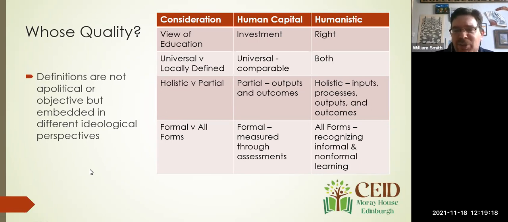So a humanistic perspective takes a much broader approach, right? It might say that, yes, rights are universally defined, but locally adapted, where we've got both a universal understanding and a local definition of quality. And quality then changes to meet the needs of the local community. It tends to be more holistic, and in a humanistic approach, something like teachers takes a much higher status than in a human capital approach. So in a humanistic approach, inputs, processes, outputs, outcomes are all considered when we're trying to understand quality education. And it recognizes all forms of education. So formal in addition to informal and non-formal learning.